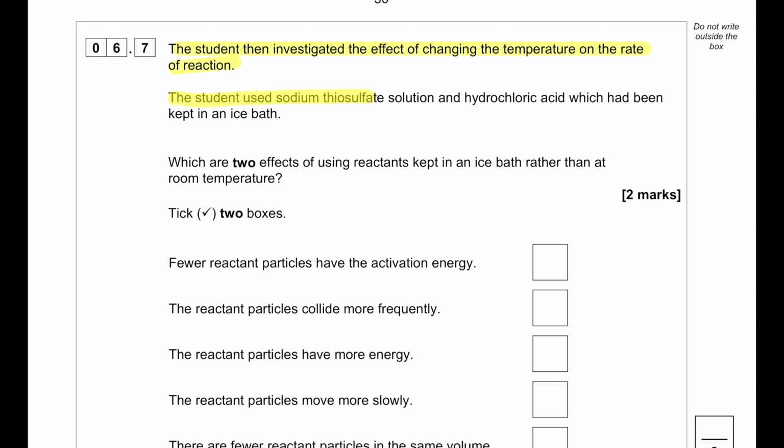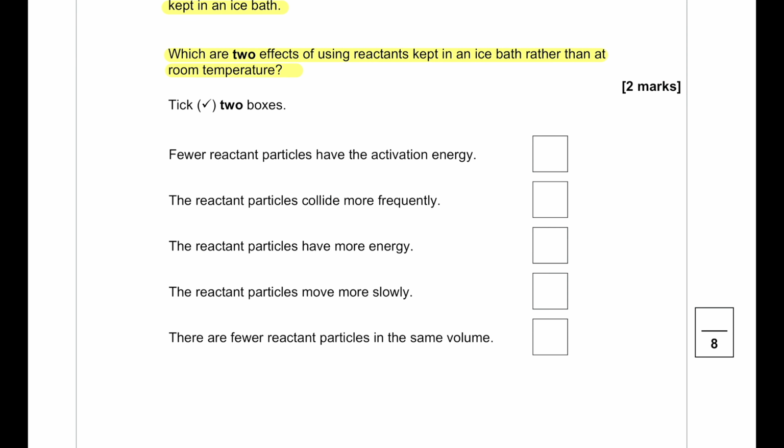The student then investigated the effect of changing the temperature on the rate of reaction. The student used sodium thiosulfate solution and hydrochloric acid which had been kept in an ice bath. Which are the two effects of using reactants kept in an ice bath rather than at room temperature? When we keep something in an ice bath, it has a lower temperature. That means it's going to have less energy. So fewer reactant particles will have the energy to cross the activation energy.